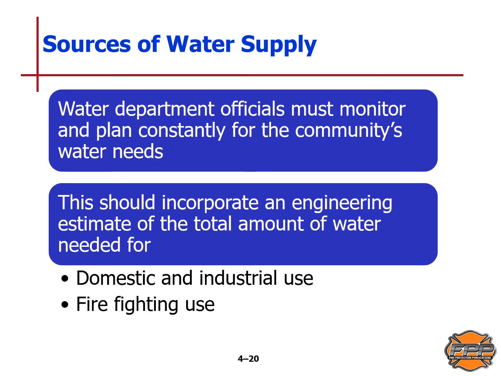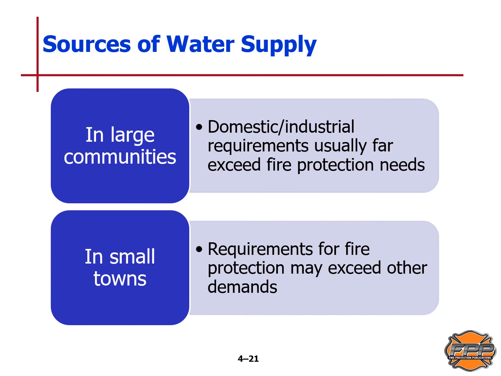Water department officials must monitor and plan constantly for the community's water needs. This should incorporate an engineering estimate of the total amount of water needed for both domestic and industrial use and firefighting use. In large communities, the domestic and industrial requirements usually far exceed fire protection needs. In small towns, the requirements for fire protection may exceed other demands.